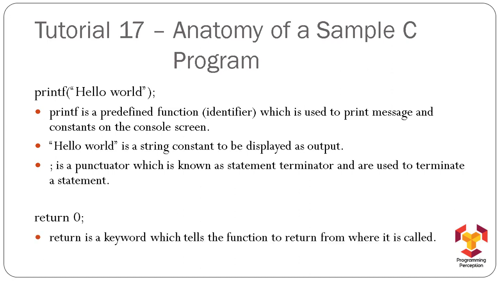Return 0. Now return is a keyword which tells the function to return from where it is called. So you can use this keyword anywhere in the function from where you want to return back. Return is a keyword which actually returns from the function. And here I have also used 0 with it. Now 0 is the integer value which is returned from main. And as I told you earlier also, the return type of main is integer. Hence, it should return an integer from here.